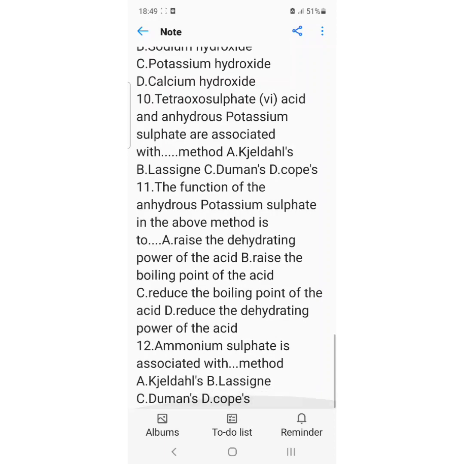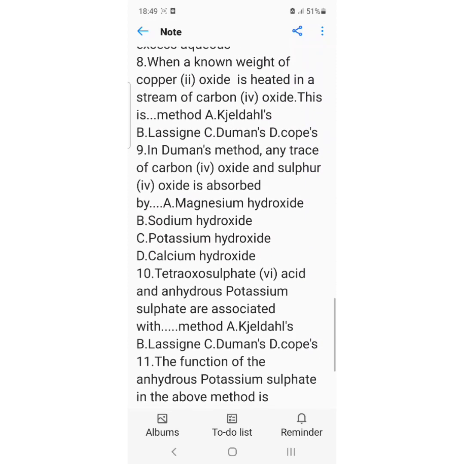Number 12 says ammonium sulfate is associated with dash method. Is it Gelder's method? Is it Lassen method? Is it Dumas method or Kolb's method? Please, it is associated with Gelder's method. Now, this topic has been treated completely.